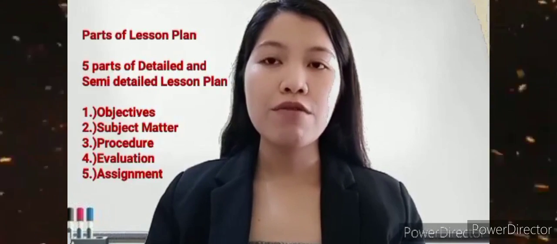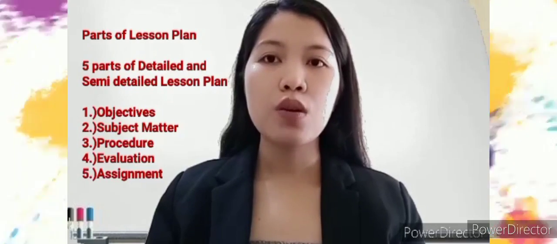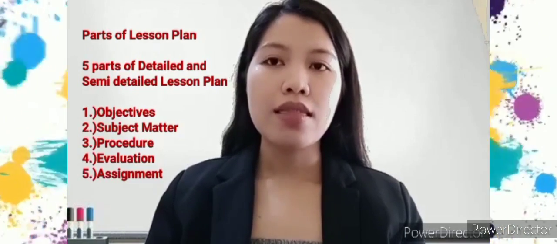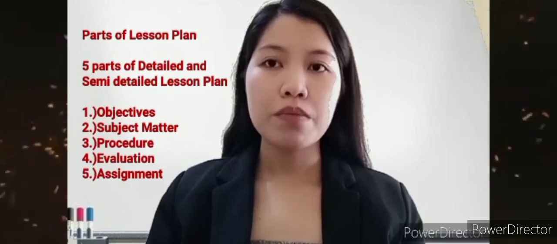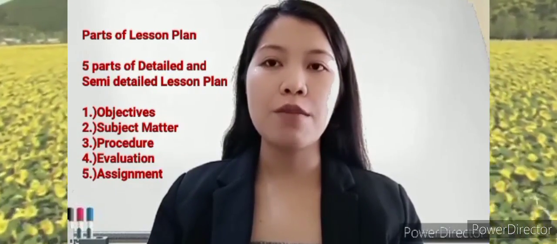To begin our lesson for this day, first I will discuss the parts of the lesson plan. There are 5 parts in a detailed and semi-detailed lesson plan: the objectives, the subject matter, the procedure, evaluation, and lastly, the assignment. The objectives are the statement of purpose for the whole lesson.